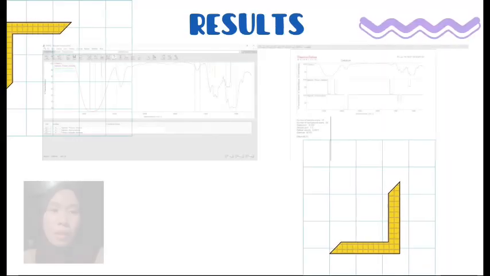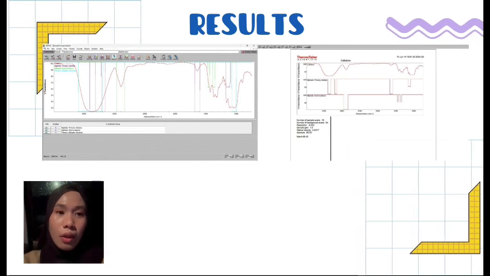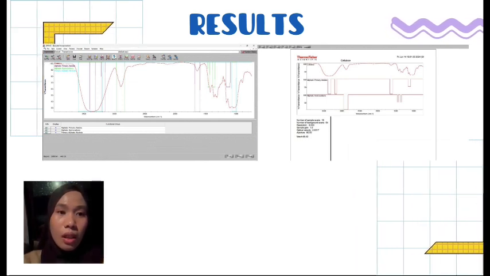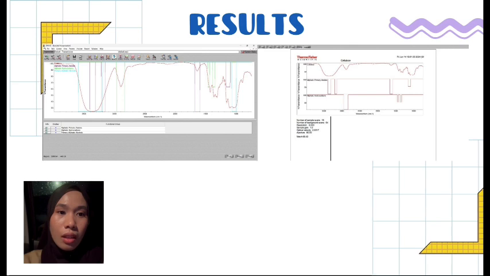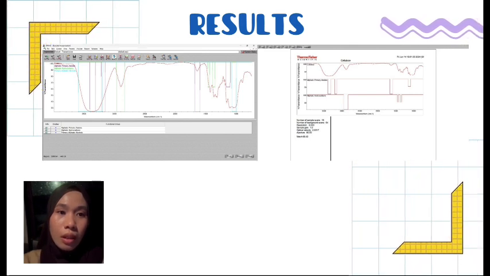This is an example result that I have. For cellulose: aliphatic primary amide, aliphatic hydrocarbon, primary aliphatic alcohol.